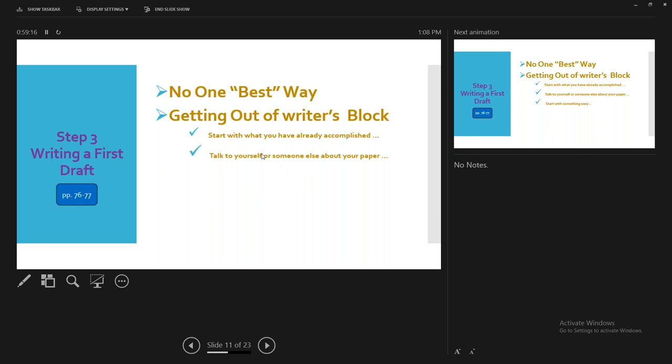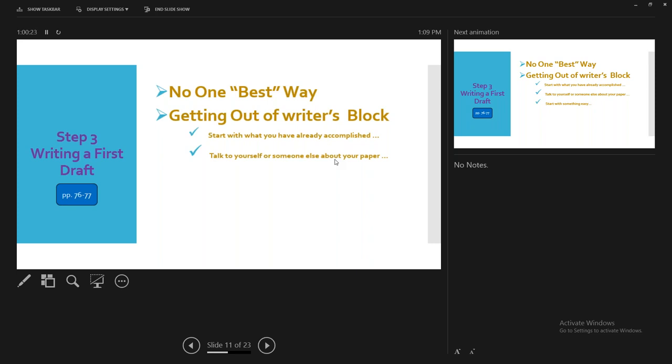Talk to yourself or someone else about your paper. This is a good thing also. But a very important thing to keep in mind is: do not write the paper with someone else, and do not let others write it for you, because you might end up having plagiarism. You might write similar papers using similar evidence, and that would be a problem for you. So please avoid this. But talking to yourself or someone else about your paper is really helpful and it will give you ideas.